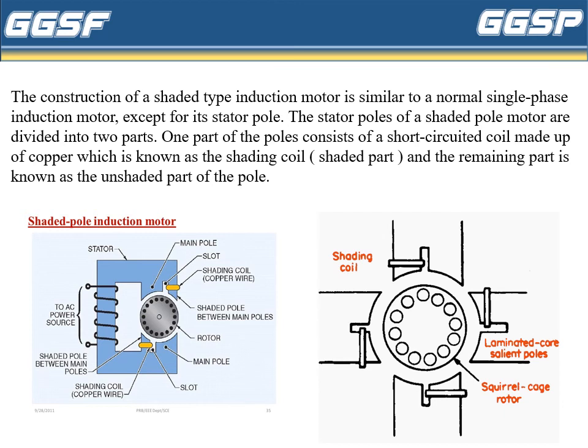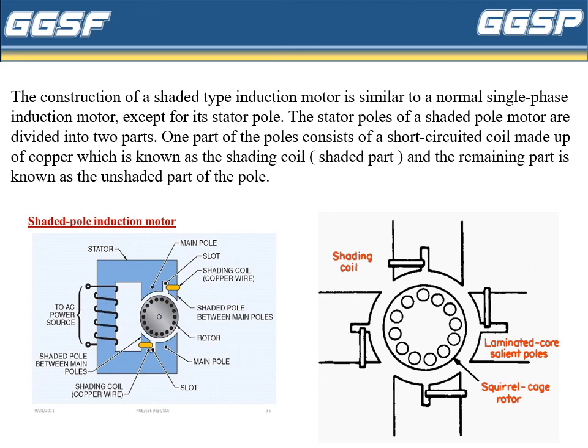similar to the normal single phase induction motor, except for its stator poles. The stator poles of the shaded pole motor are divided into two parts. One part of the pole consists of the short-circuited coil made of copper, which is known as the shading coil or shaded part, and the remaining part is known as the unshaded part of the pole.